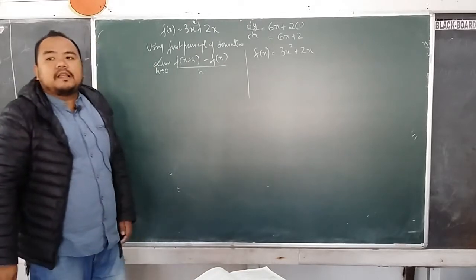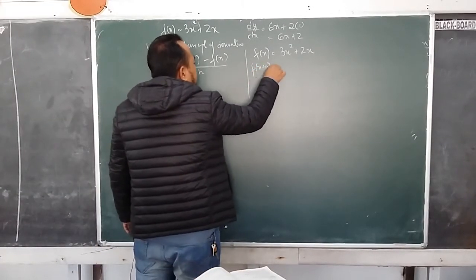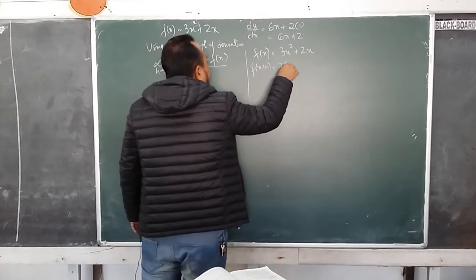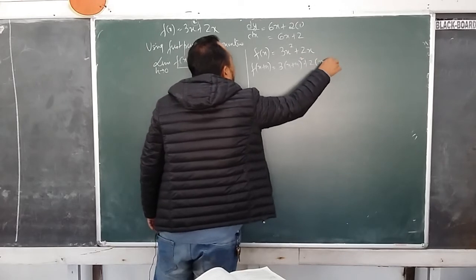This is the functional value. So what is f of x plus h? x plus h will give us 3. Instead of x, you have to write x plus h whole square plus 2 into x plus h. Simplify this.